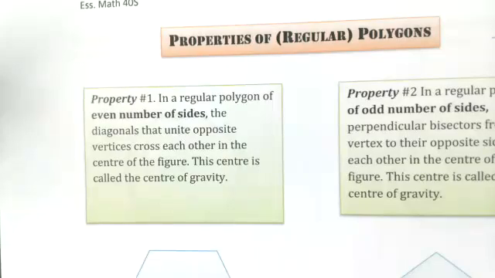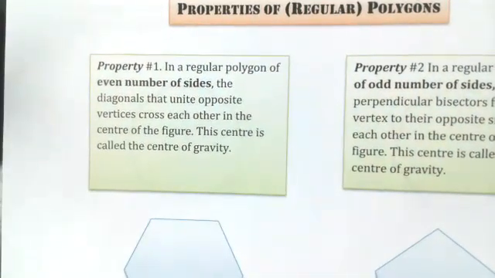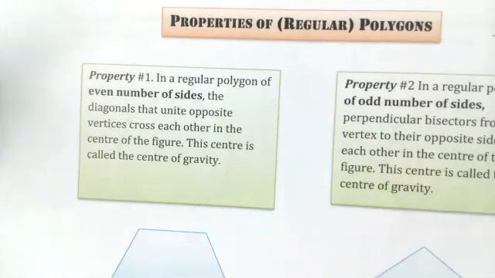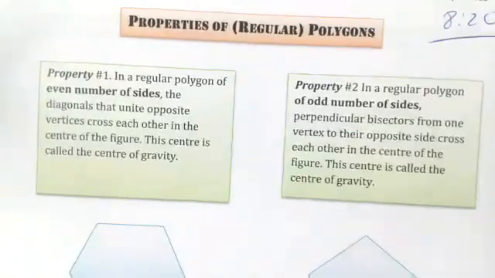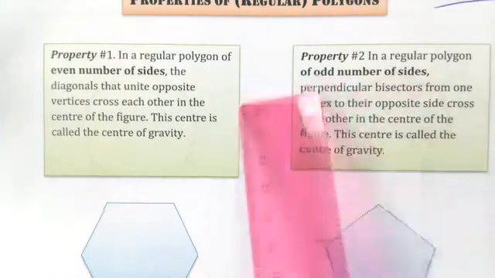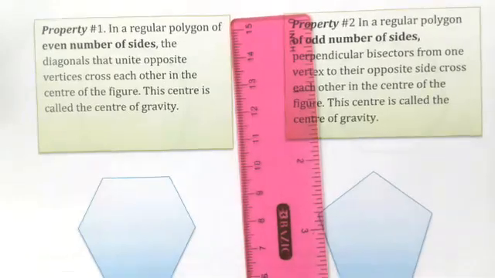The properties of regular polygons. The first property, in a regular polygon, actually these two properties are exactly the same, but one is for an even number of sides and one is for an odd number of sides. If you do have a ruler or something that's a straight edge that helps you sketch something, it's going to help us with the diagram here.